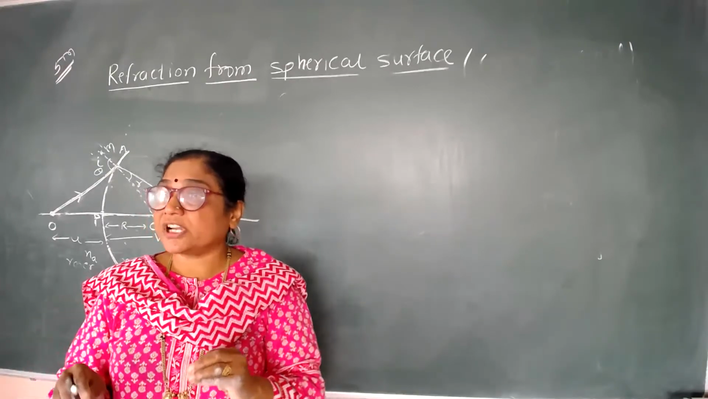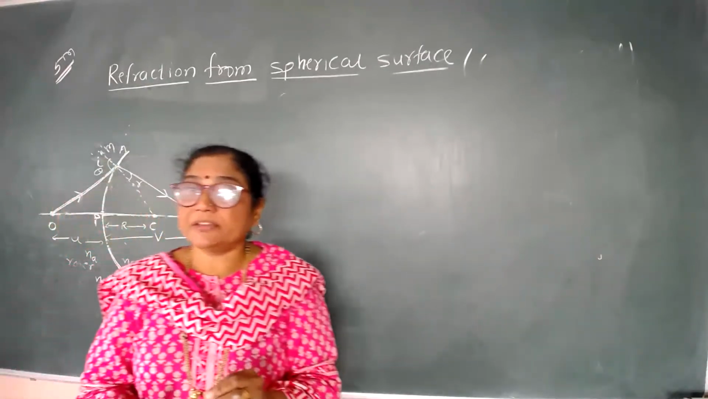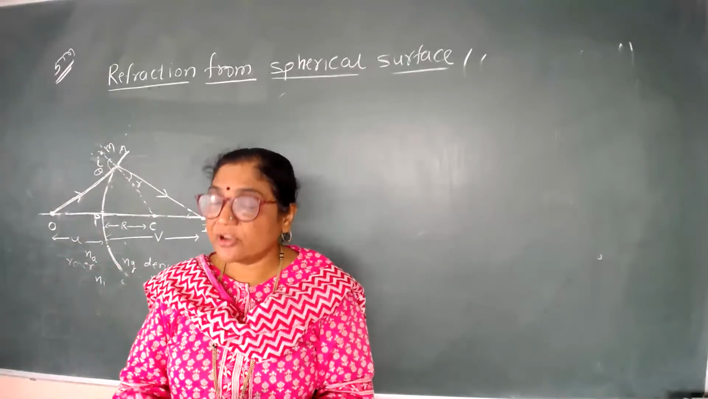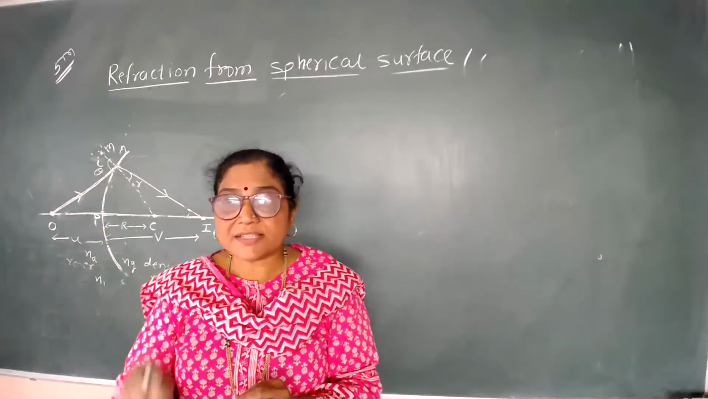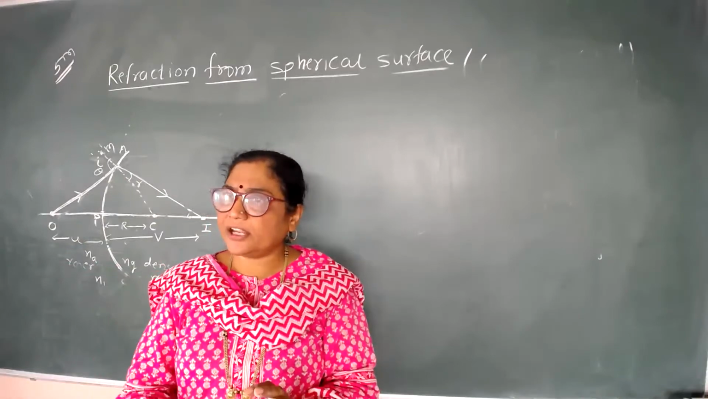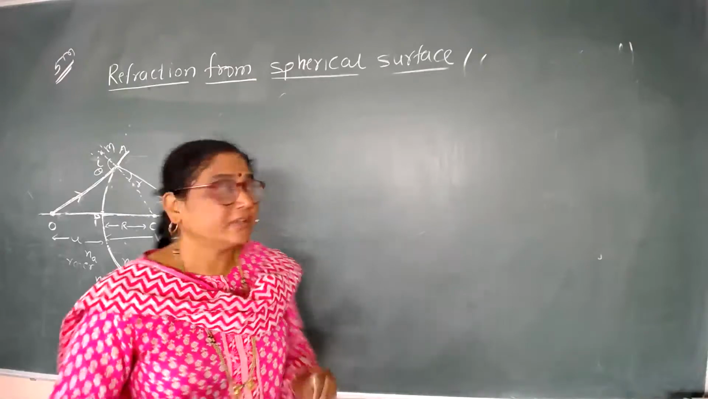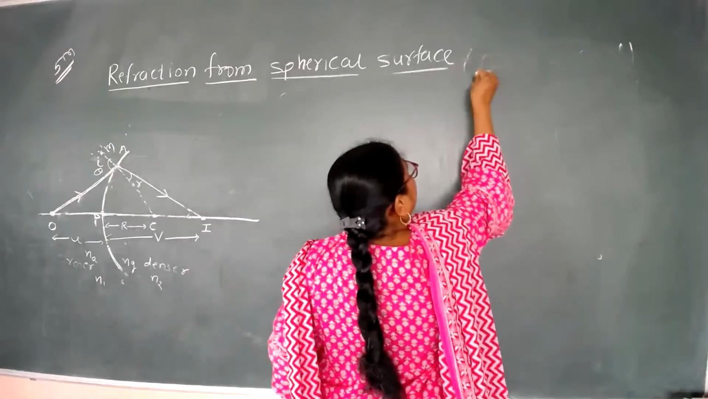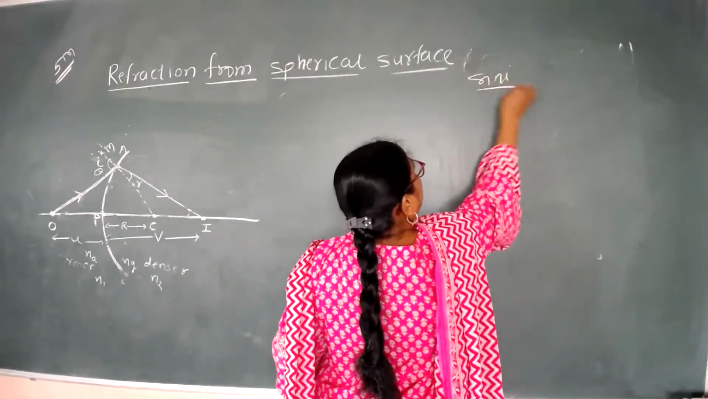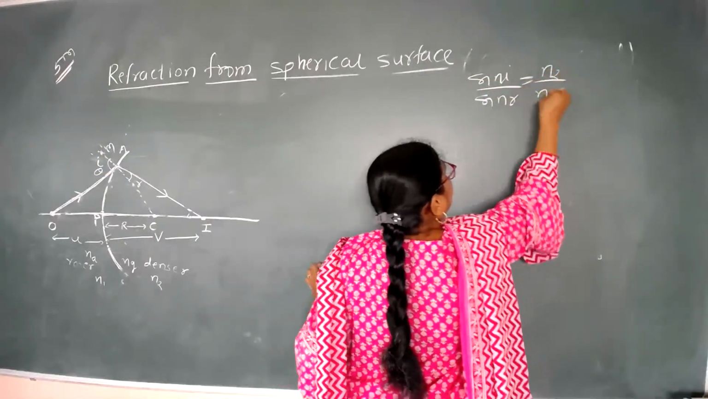In this derivation, what you should remember is that we apply the second law of refraction. What is the second law of refraction? Sin i by sin r is equal to n2 divided by n1. Remember this, and you will yourself understand what we have to do next. So the law we apply here is sin i by sin r equal to n2 divided by n1.